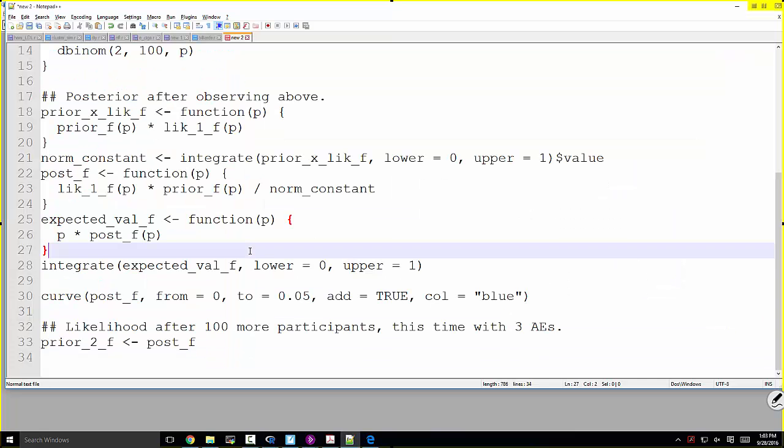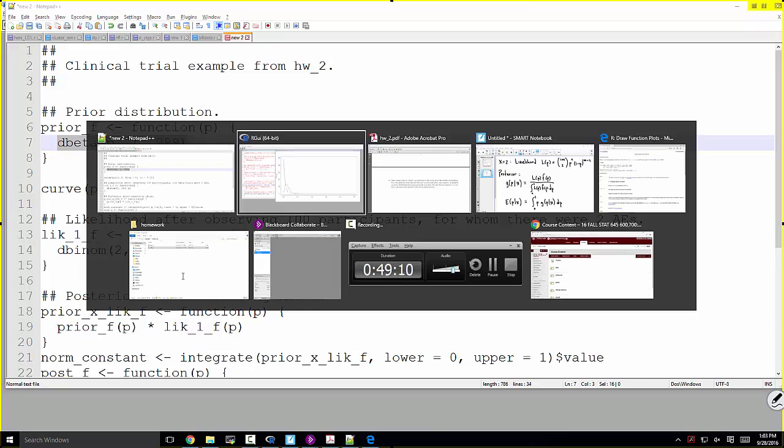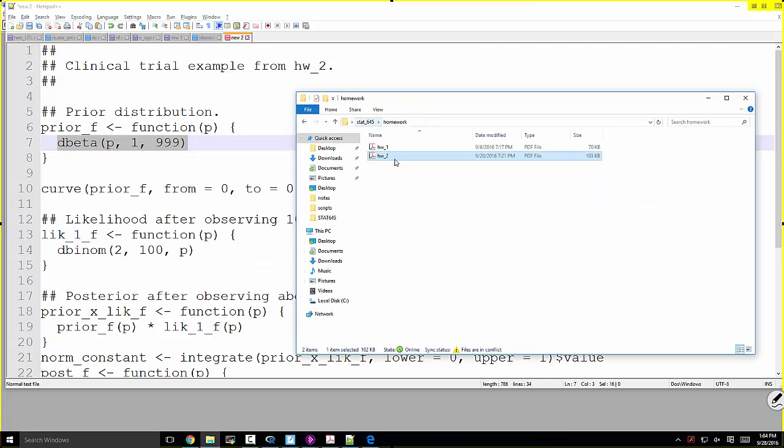Okay, are there any questions about how to do this? There was somebody on the discussion board who was confused on how to work with a continuous PDF. You need to be integrating, not summing, if you have a continuous distribution. All right. Then let's continue with linear regression.